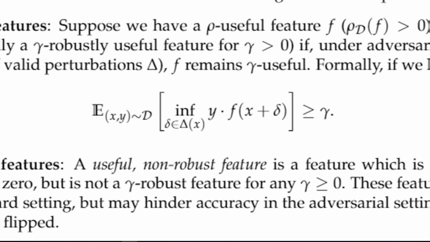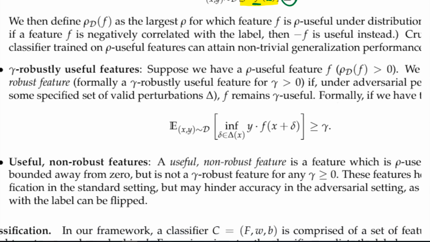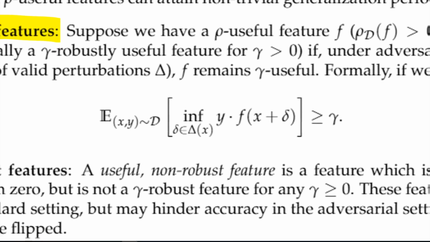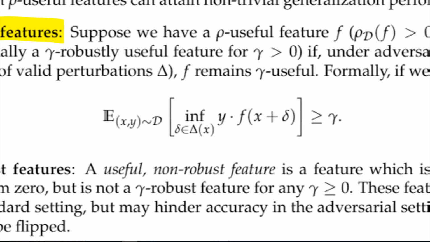All right. So next, they define robustly useful features. So in addition to being useful, they're now also robust. What does it mean? Again, we want a correlation of y and the feature to be higher than some constant. But not only the feature of the image x, but the feature of the image x that has been perturbed by a small perturbation. And we take the infimum here over a class of perturbations. Of course, this class of perturbations is exactly the adversarial perturbations.